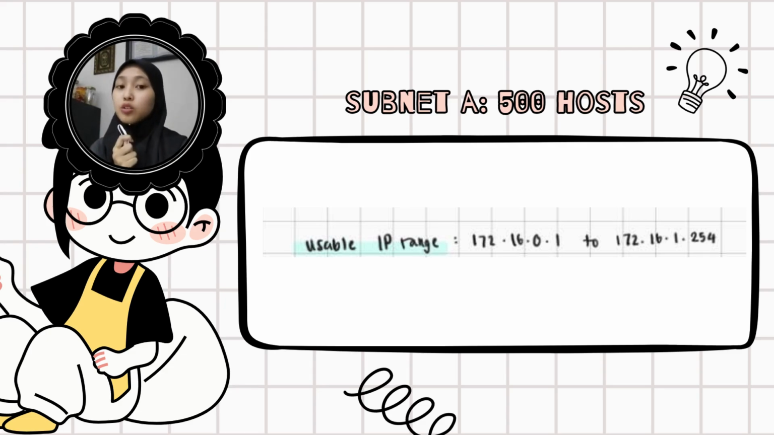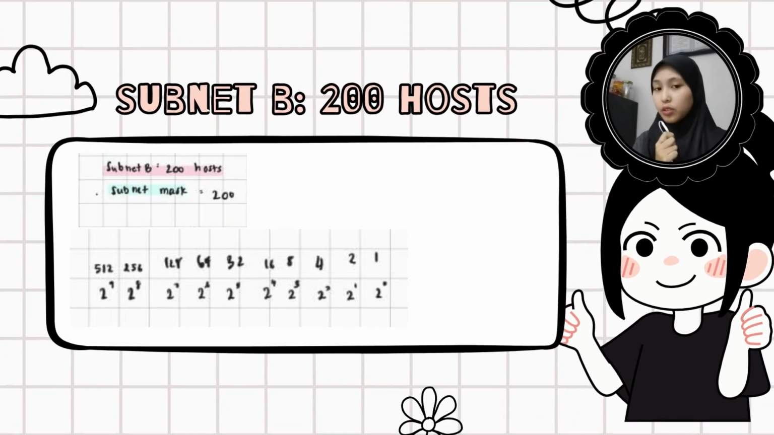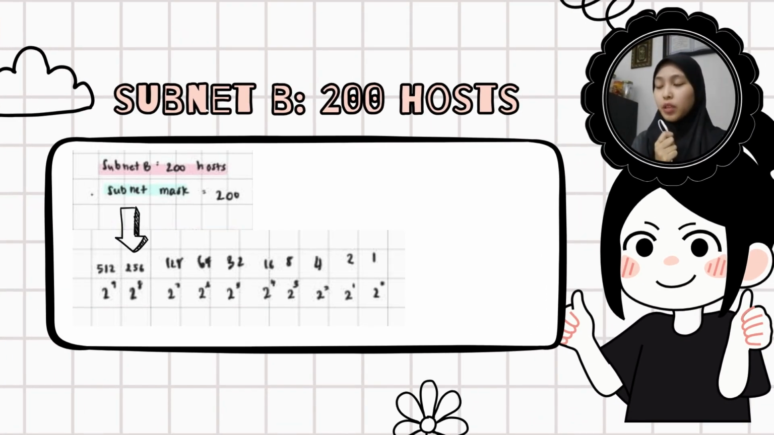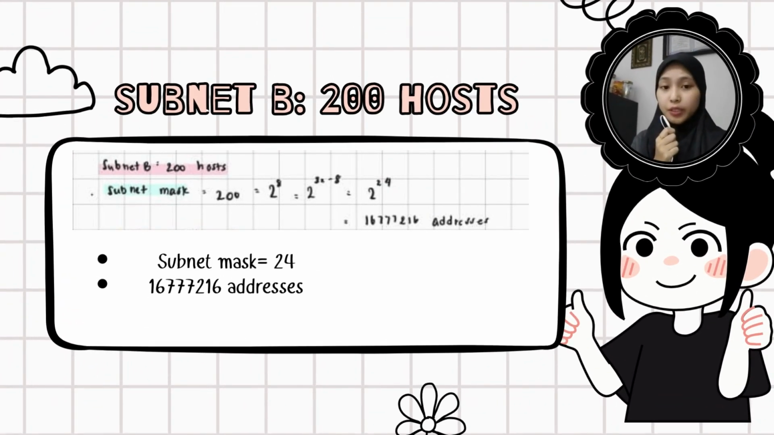Next, we will move on to 200 hosts. First, I'm going to find the subnet mask for 200 hosts. I'm going to use the same method that I used for 500 hosts, which is to find the closest number to 200, which is 256. That is 2 power of 8. As you can see, I used the formula and subtracted it from 32, and I get 24. Thus, I got the subnet mask, which is /24, and 16777216, which is the number of addresses.